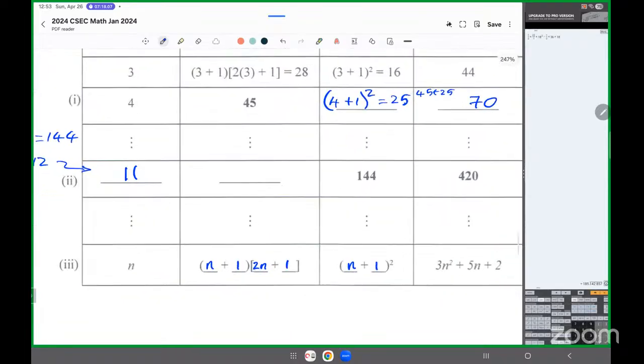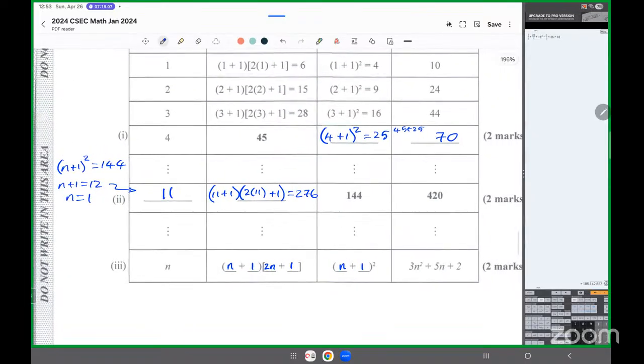And now it's 11, you put it into the formula, right? It becomes 11 plus 1 times 2 times 11 plus 1. What does it work out to? You can work it out by doing the subtraction. How much? 276. If you add this to 276, you must get back that 420. All right, 276. And the table is done. I've completed everything in the table.